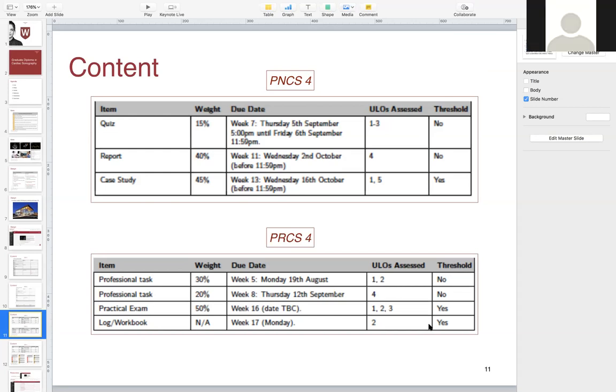Oh, okay. Wait, is that for the professional task? Yes, this is for the professional task. Sorry, if I'm going too fast, I'm talking now about practice of cardiac sonography 4. So that's the first professional task.